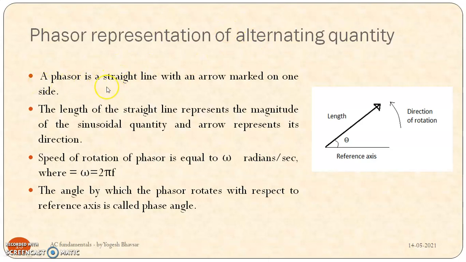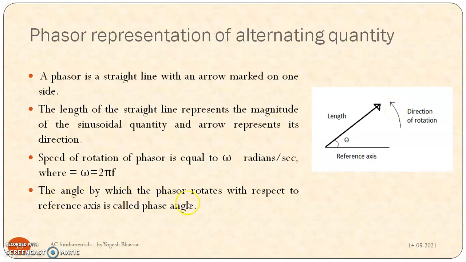So here we'll see phasor representation. Now a phasor is a straight line with an arrow mark on one side. The length of the straight line represents the magnitude of the sinusoidal quantity and the arrow represents its direction. The speed of rotation of the phasor is equal to omega radian per second, where omega is 2 pi f. The direction of rotation is always anti-clockwise.